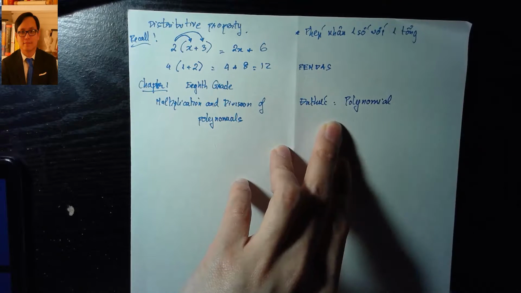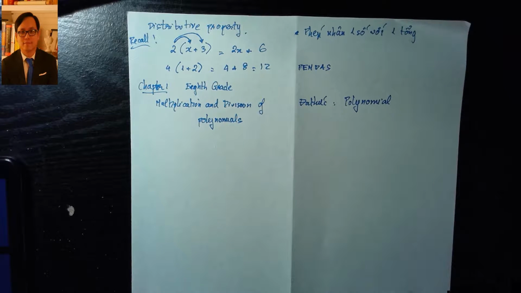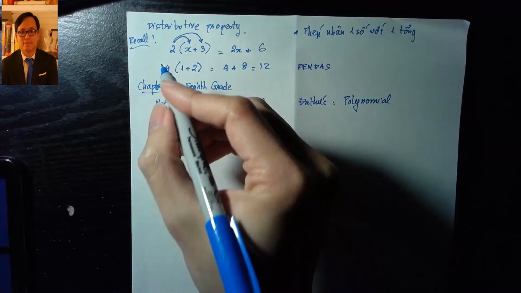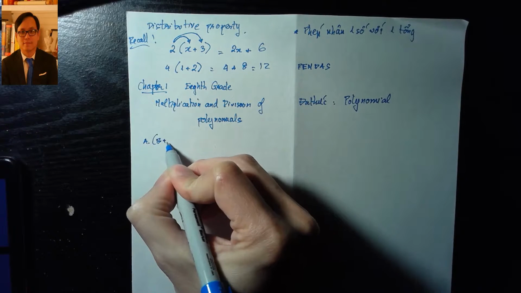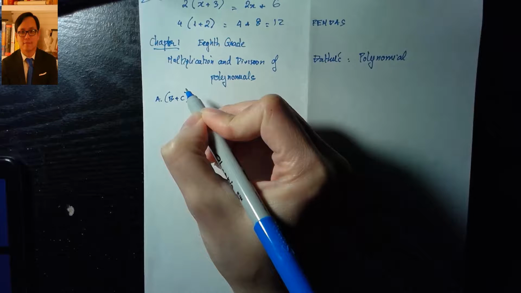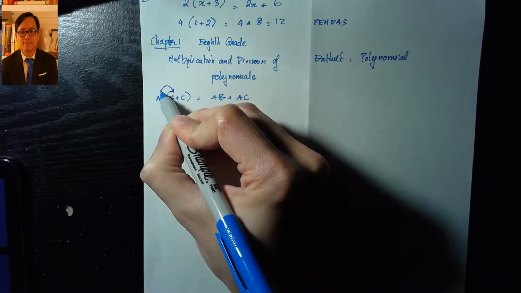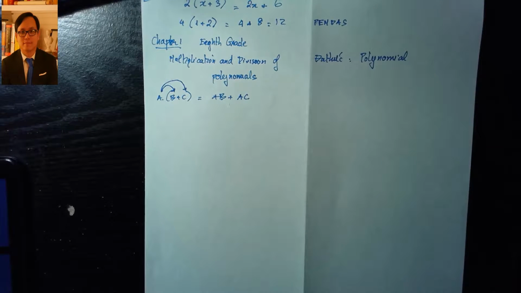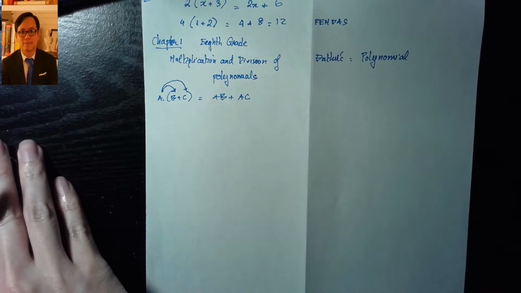And so again we also use the distributive property. In this case we use something we already learned in 7th grade math, something like a times (b plus c) equal to ab plus ac. We distribute it. Okay, the number in front of the parentheses into each value inside the parentheses.